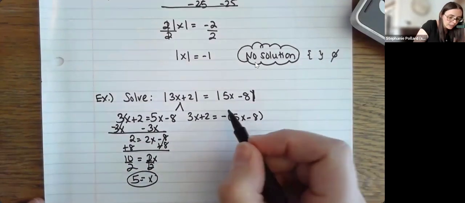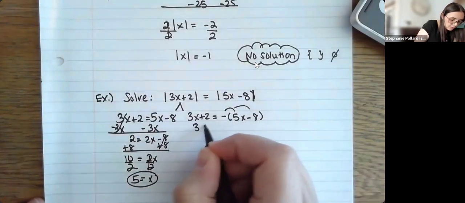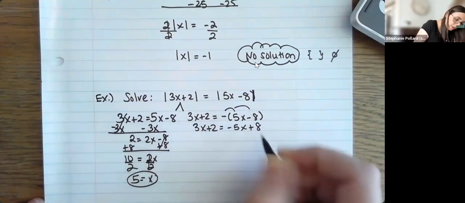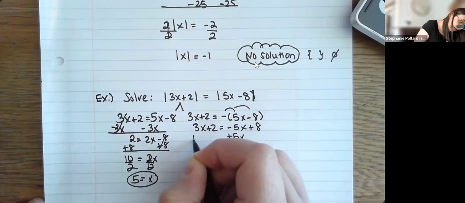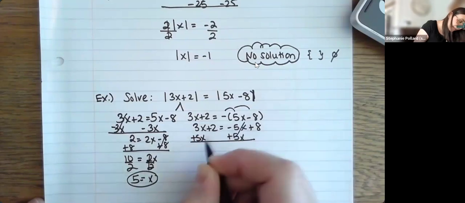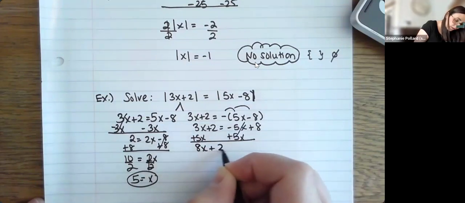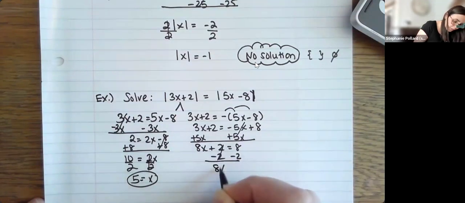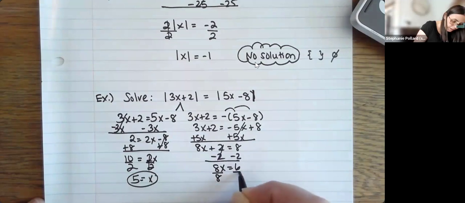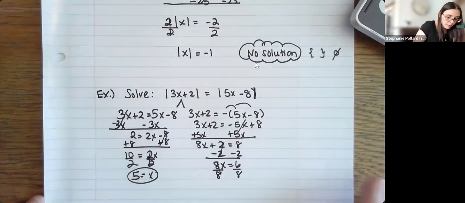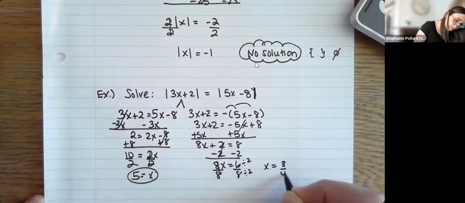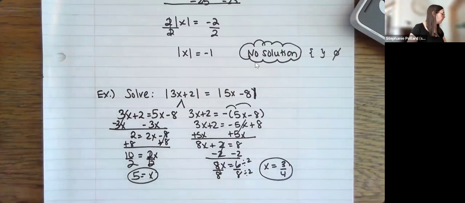On the left here, you do need to distribute that negative. So it's negative 5x plus 8. I'm actually going to add the 5x to both sides here. I tend to like my x's to be positive when I can. I'm going to subtract 2 from both sides. So I have 8x equals 6 and divide by 8. Now I can simplify this. 6 and 8 are both divisible by 2. So this can become 3/4 as my other solution here.